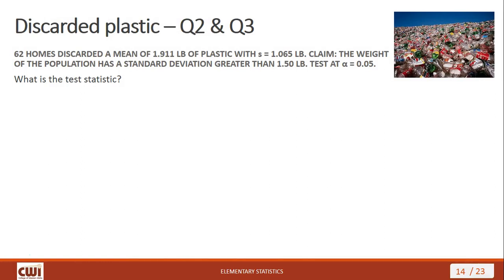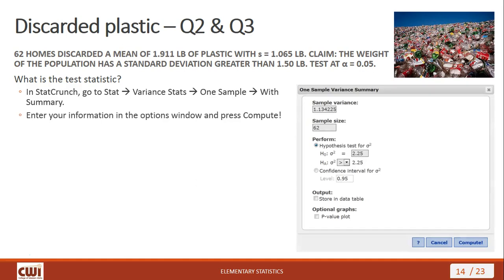What is the test statistic? So in StatCrunch, we're going to go to Stat, Variance Stats, One Sample, with Summary. We enter our information into the options window and press Compute. Now, keep in mind, the sample standard deviation is 1.065, but the option for the StatCrunch calculation is asking for variance. So we have to square 1.065 and put that number, 1.134225, into the appropriate field in StatCrunch.